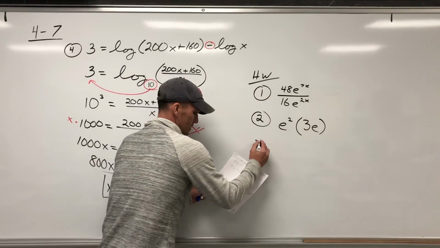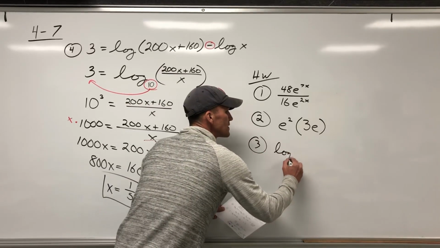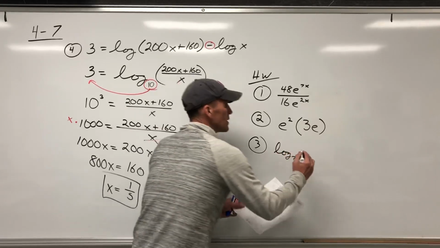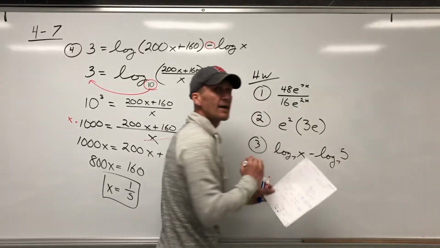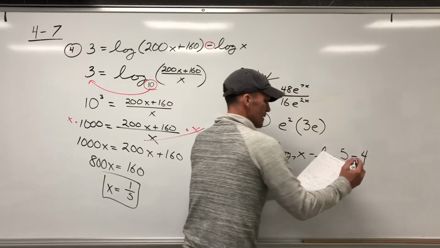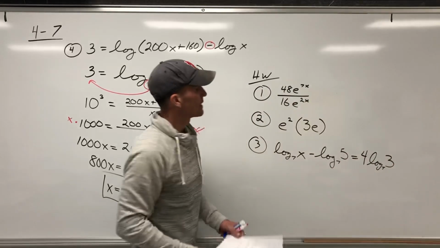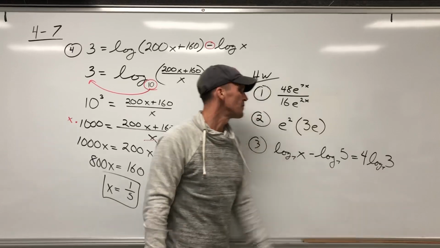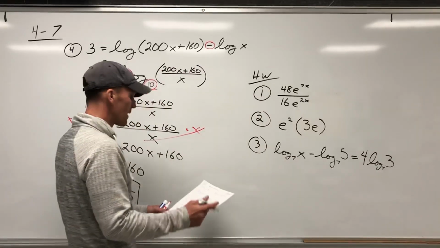Number 3, you're going to solve this log equation. Log base 7 of x minus log base 7 of 5 is equal to 4 times log base 7 of 3. I think you can still see that. It should still be in the video. Otherwise, listen to what I said and write it down.